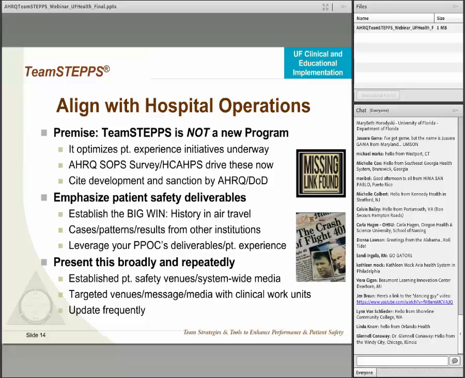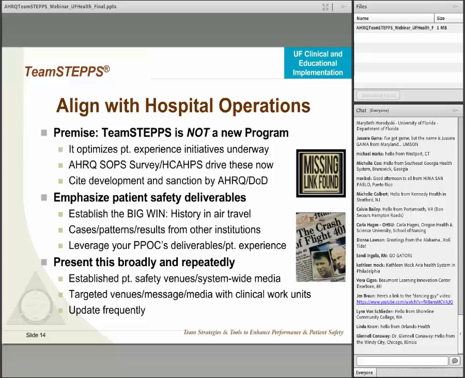So alignment with hospital operations is obviously the big sell here. The premise that I try to interject whenever I can, which I got from the AHRQ presentations I've looked at, is that TeamSTEPPS is not a new program. I bring that up because when you're talking to people, they say, TeamSTEPPS, I think I've heard of that. I'm already doing so much. I don't know if I have the time. When do you want to do that? I'm like, no, this is not new. This is optimizing everything you're already doing. This underlies what you do. It makes the CUSP work better and a variety of other things.